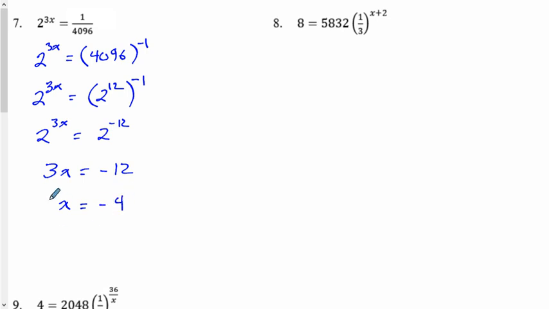Again, we could verify, but I'm going to leave this one here. Maybe I'll fix up that line. x equals negative 4. Maybe I won't circle it. On to number 8.